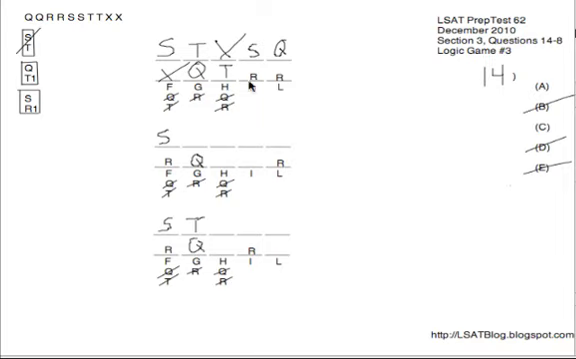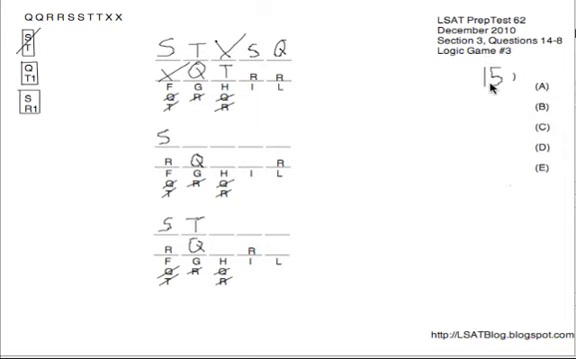We're now down to A and C, and we have the rule that S is never with T. So if you scan through the choices there, looking for violations, you'll find that choice A violates this, having S and T together on L. So for that reason, A is gone, leaving C as our answer for number 14.